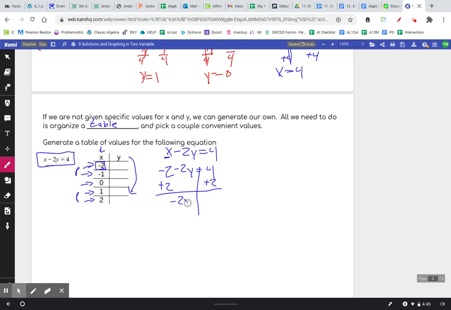I get -2y equals 6. The opposite of multiplying by -2 is dividing by -2. So I'm going to divide by -2, and I get y equals -3. Well, there's my first value, right? -3. I'm going to plug that in.